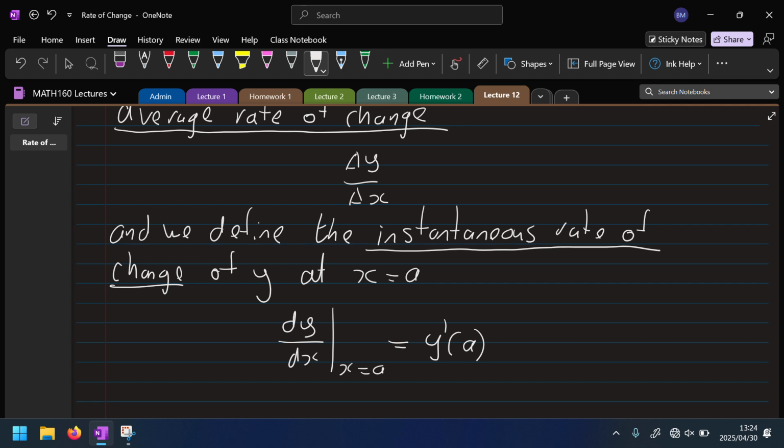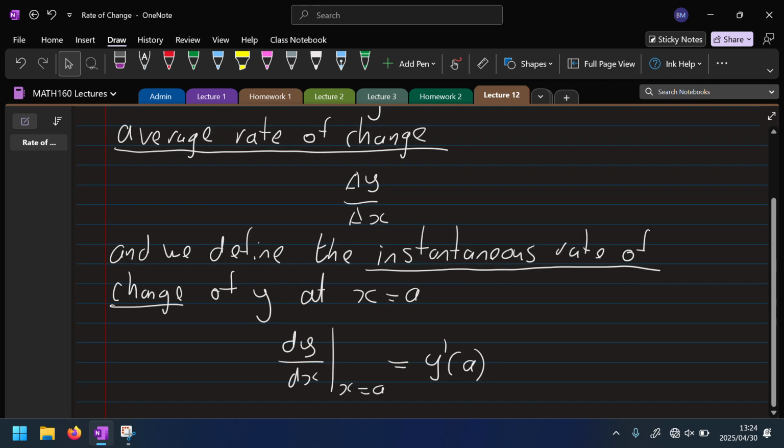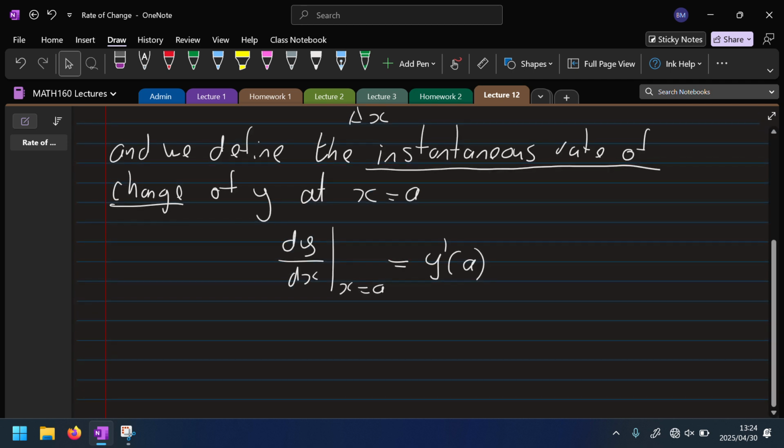So here we have the derivative evaluated at a, so we have y prime, and then inside we just put a. Okay, so that is the instantaneous rate of change. That's the basic idea of rates of change. You've got some function, let's say y of x, and we're looking at how this function changes. So we can look at the average change between 2 points, or we can look at the instantaneous change at a single point. Okay, the rest is just applications of this.